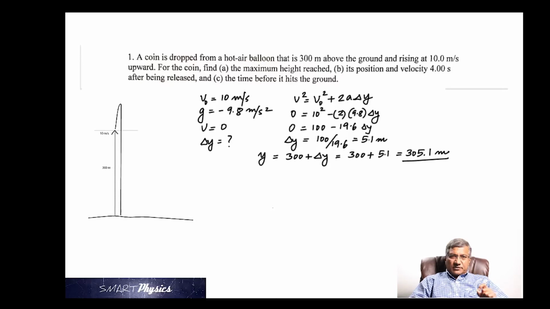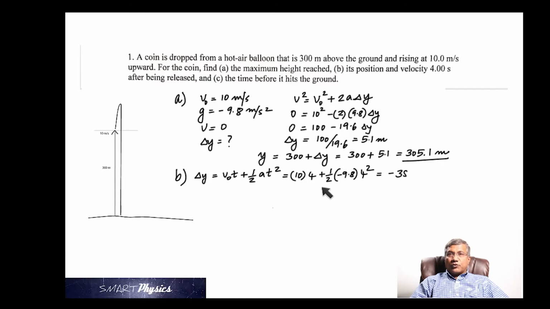In the B part, we have to find its position and velocity 4 seconds after being released. So now the time is given. Time is 4 seconds. We have the initial velocity already given as 10 meters per second and the acceleration due to gravity. So here are the given quantities. The equation now is delta y is v naught t plus 1/2 a t squared. V naught is 10, so 10 times 4 plus 1/2 times negative 9.8 times 4 squared gives negative 38.4 meters. And so to find y, we go 300 minus 38.4, which gives 261.6 meters.